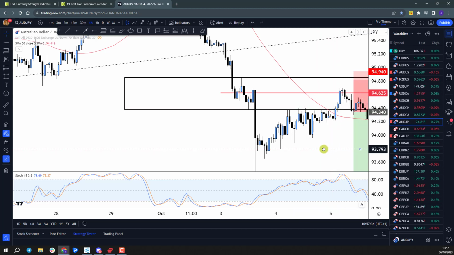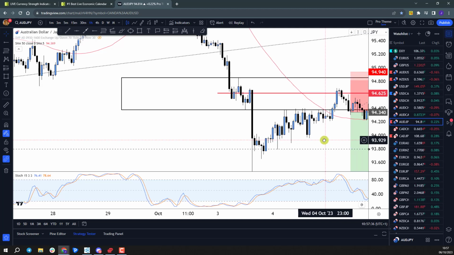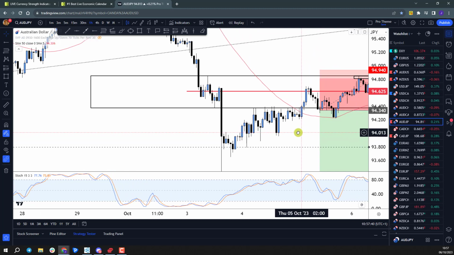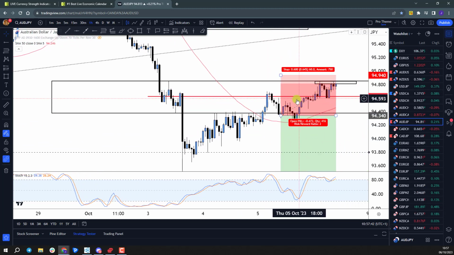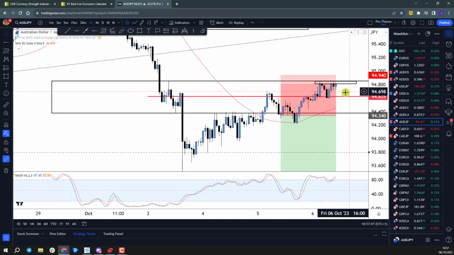Turns out that turned out to be the case. The next candlestick, we had literally rejected that 50 MA from the other side, and then we've pretty much, overnight and into this European session, just gone higher. So it's not looking good here.